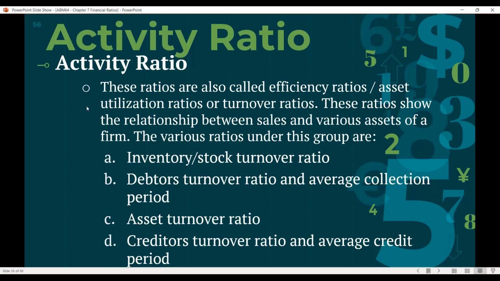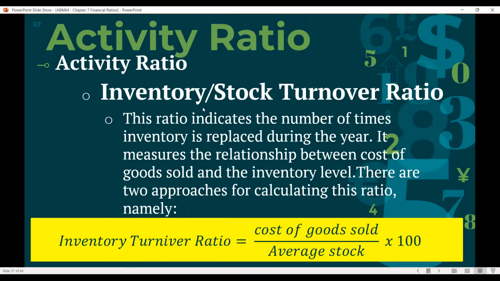So let's go back. Activity ratio is more on efficiency ratio. How good are we in utilizing our inventory, our stocks, our assets, ug ang sales. So this is mostly focused on assets and sales. So let's continue. We have inventory or stock turnover ratio. This indicates the number of times inventory is replaced during the year. Again, how many times do you replace your inventory? Pila ka ikapila mo mag-replace or mag-replenish.